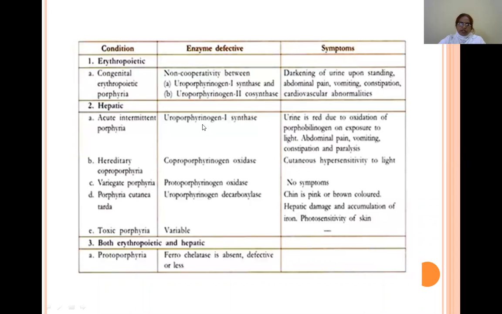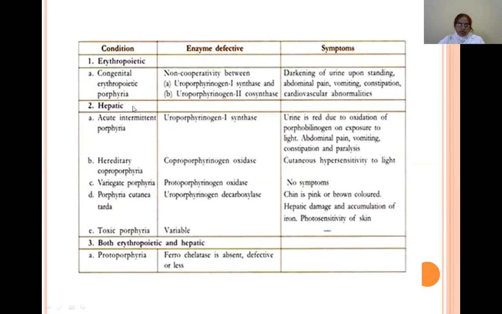Now see the schematic diagram. Erythropoietic: congenital erythropoietic porphyria comes under the erythropoietic porphyrias. Here the enzyme deficiency is uroporphyrinogen I synthase and uroporphyrinogen III synthase. Symptoms are darkening of urine upon standing, abdominal pain, vomiting, and cardiovascular abnormalities.